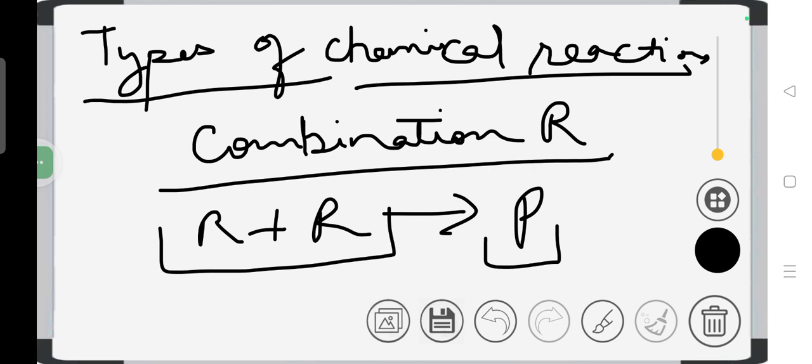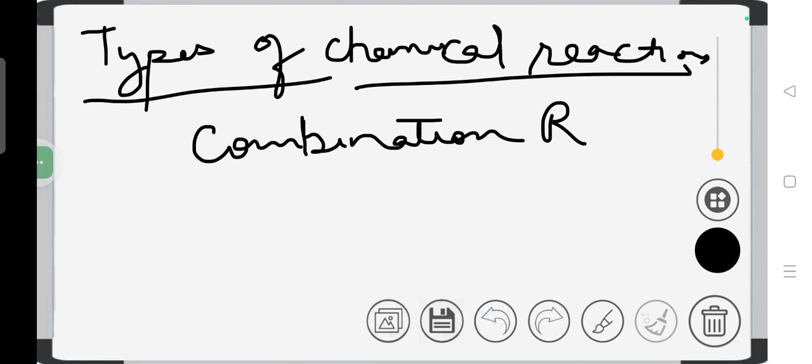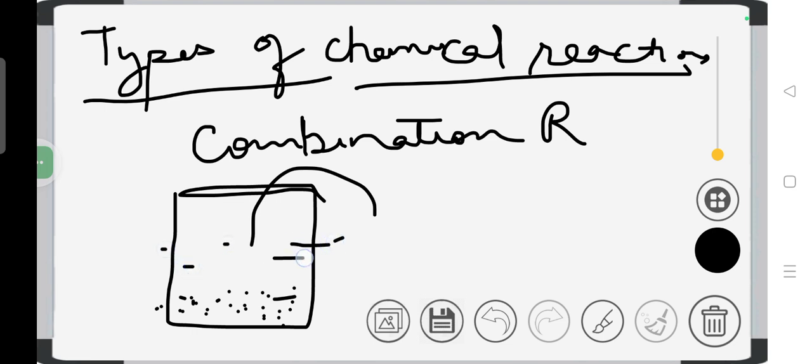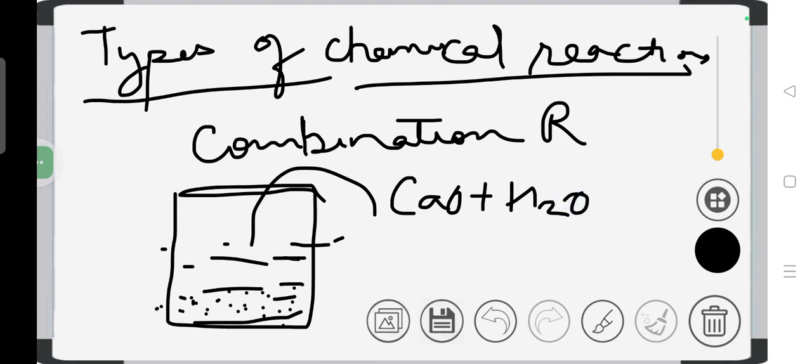If you have the CBSE NCERT book, you can see activity 1.4 there. In activity 1.4, what is done, children? They have taken a glass beaker. In that they have taken granules of calcium oxide, or you can say quicklime, and mixed water in it. Now what is the reaction here? Calcium oxide plus water.